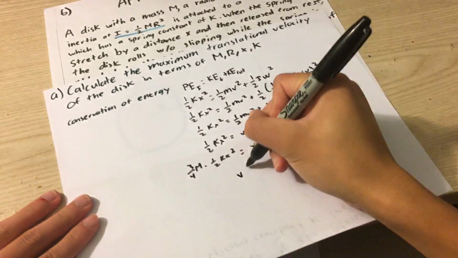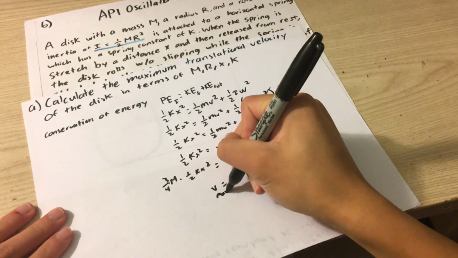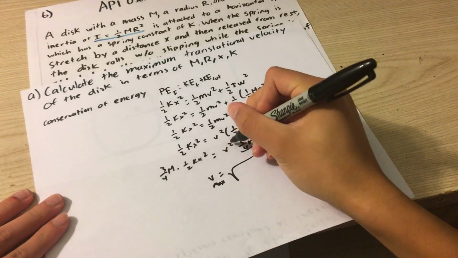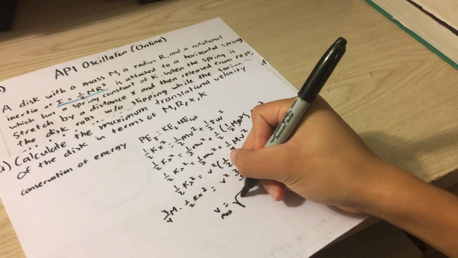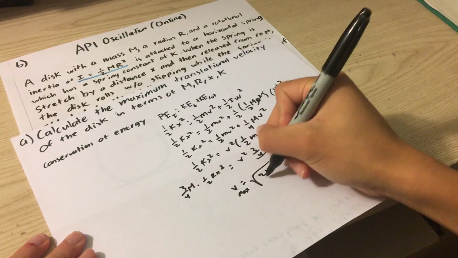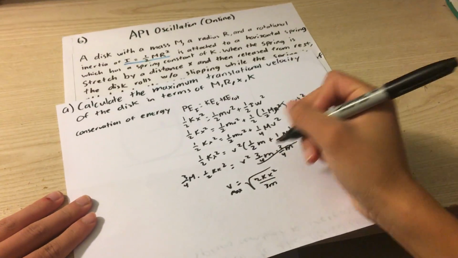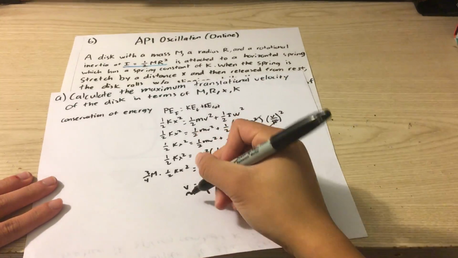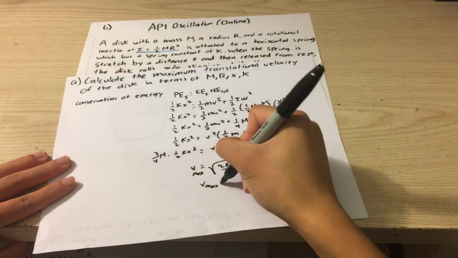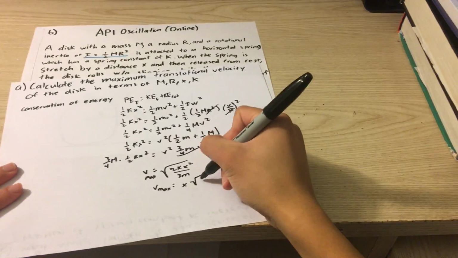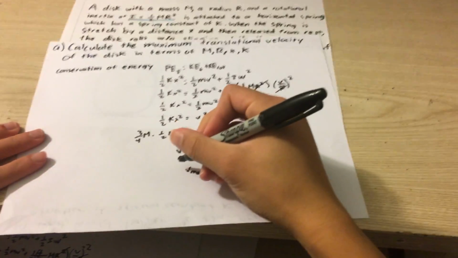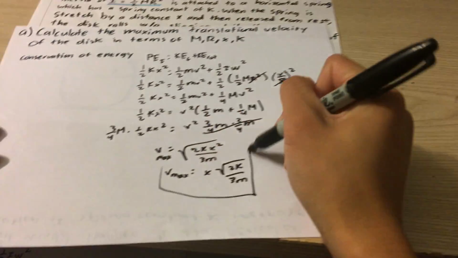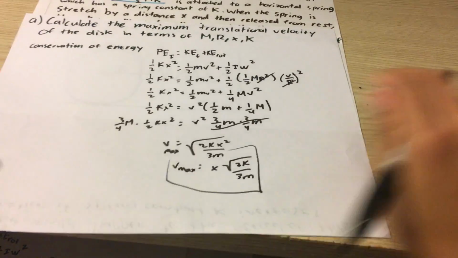So the final answer will be v max equals the square root, which comes from the v squared, of 2kx squared over 3m. Since there's an x squared inside the square root, it becomes x, so you can bring that outside. So the final answer is v max equals x times the square root of 2k over 3m.